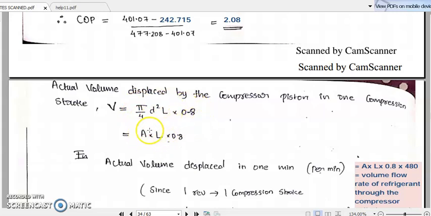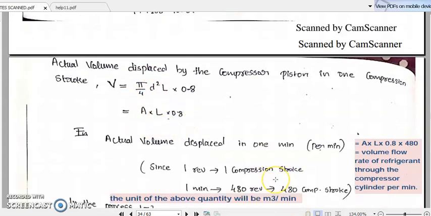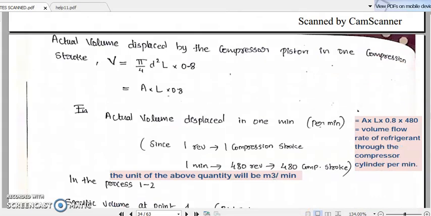So this will be area, A meaning cross sectional area, that is pi by 4 d square, into stroke length, into 0.8. Okay, so when we have a closer observation, what will be the actual volume displaced in 1 minute, or per minute?